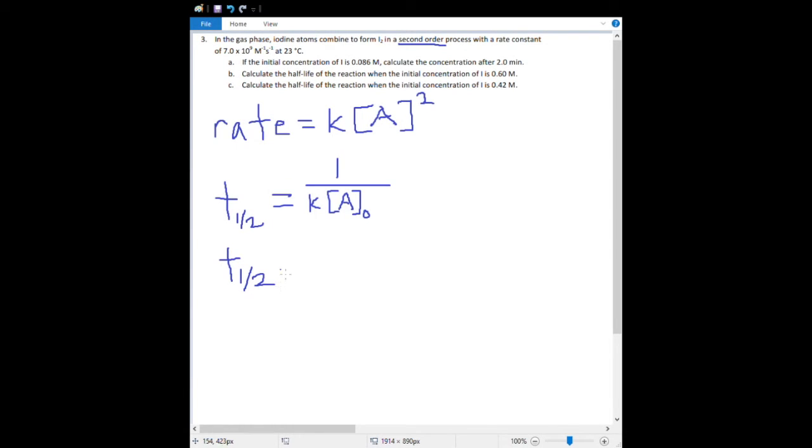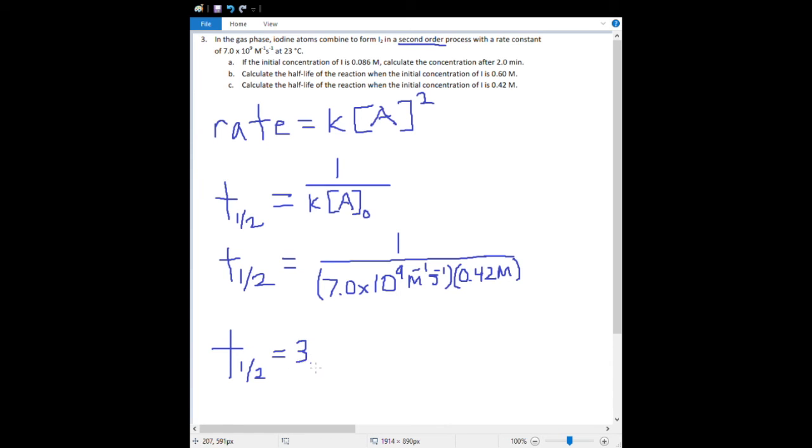Next, we can move on to part C of the problem, which is identical to part B, but with a different initial concentration. It reads as follows. Calculate the half-life of the reaction when the initial concentration of iodine is 0.42 molar. We are going to use the same half-life equation because it is still a second order process, and we just have to plug in a new initial concentration of 0.42 molar. By once again plugging these numbers into our calculator, we get an answer of 3.40 times 10 to the -10 seconds, which, as we expected, is a longer period of time than the half-life in part B.